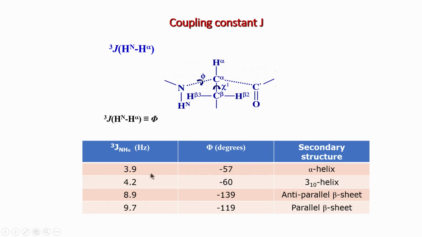Somewhere between 5 to 7 or 8 will be random coil. The random coil is not shown in this table, but if you get a value of 6 or 6.6 hertz, somewhere between 5 to 7 hertz, you can think of that particular amino acid as being in the random coil conformation. Then very high values, 9 or 10 hertz, tell us that they are in the beta sheet. There is a small distinction between anti-parallel and parallel sheets, similar to the distinction between alpha and 3-10 helix. If the coupling constant is very high, close to 10 hertz, it can be thought of as a parallel beta sheet.